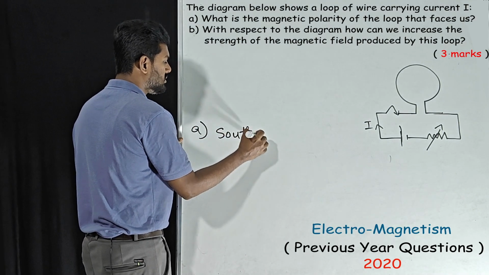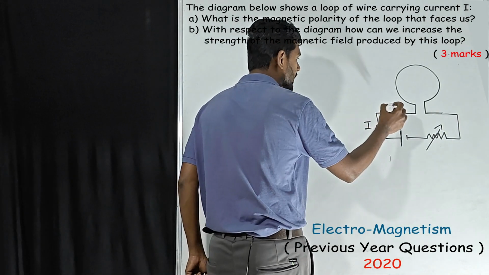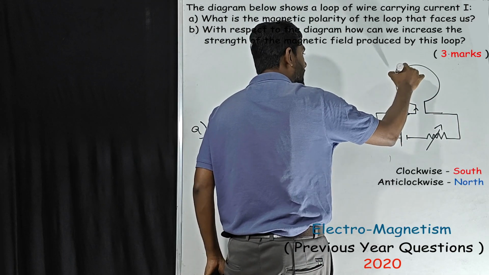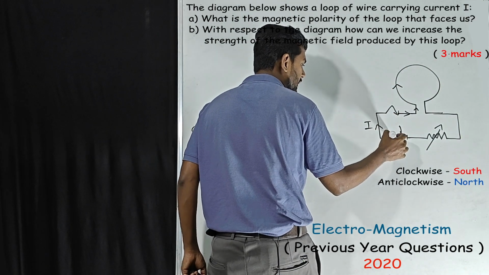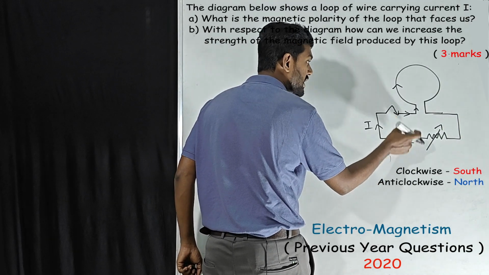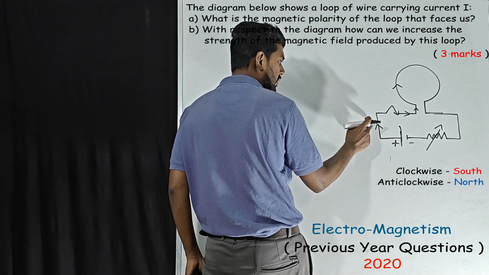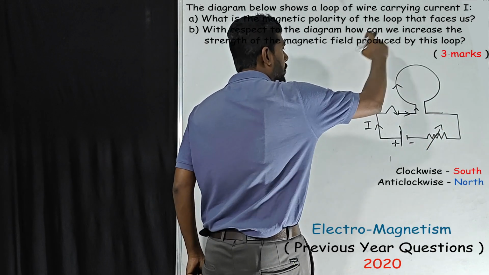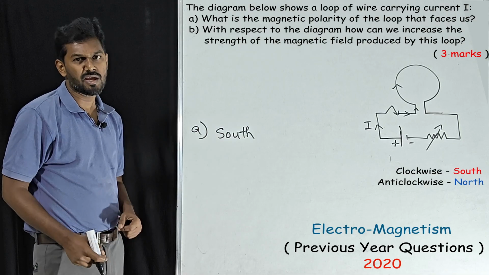Why? Because whenever current is passing, the direction of current is important. We are talking about the loop, so the direction of current in the loop matters. See the direction of current from the battery: it always starts from positive. If the battery polarities are changed, then everything will be reversed. I'll teach you that also. From plus it enters here and moves in this direction. What direction is this? Clockwise. If it is clockwise, then it will be south.